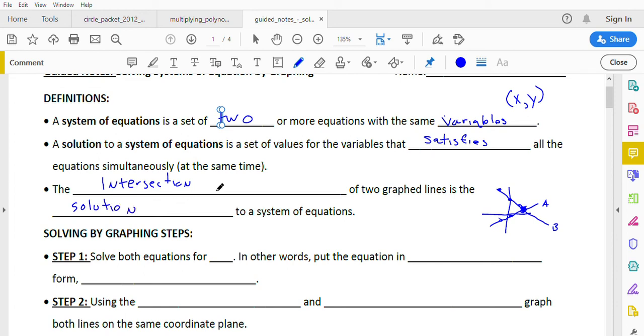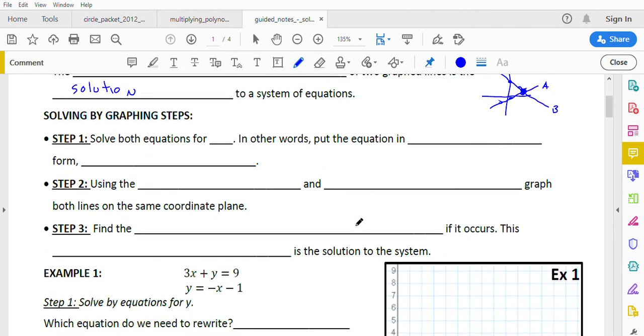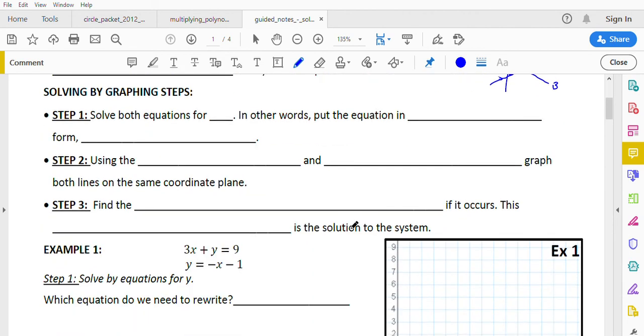All right. Again, that should not be new to you guys. To solve, these are steps for graphing. You want to solve both equations for y. In other words, put the equation in slope intercept form. That's the best way we determined to graph things, right? And that's the same form we have been working in, y equals mx plus b.